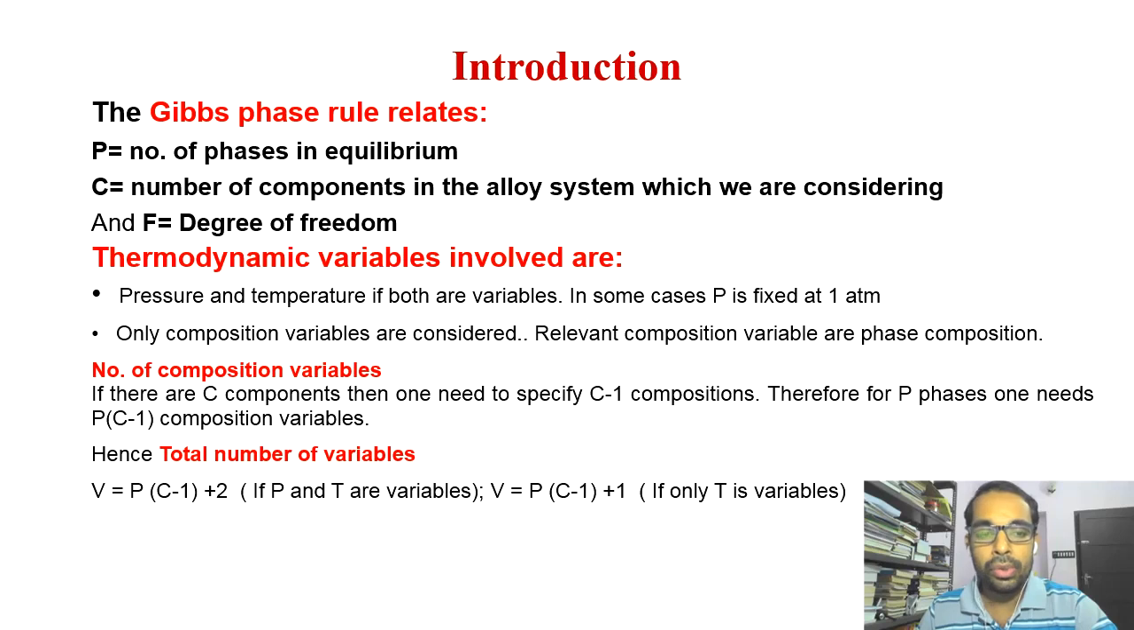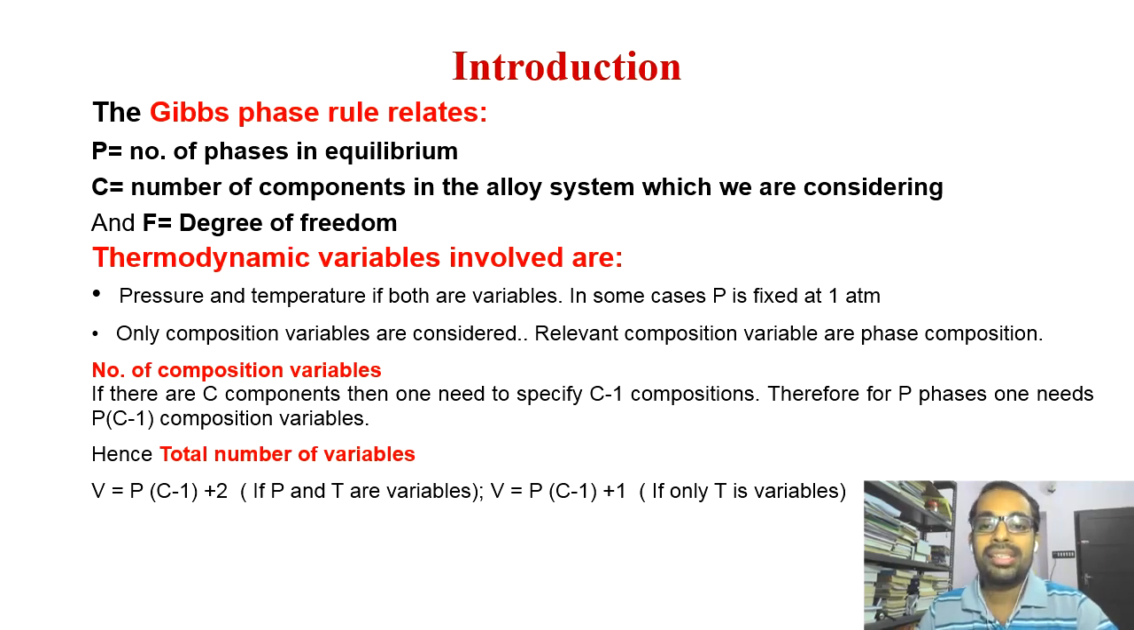In the Gibbs phase rule, P represents the number of phases in equilibrium. C is the number of components present in the alloy system which we are considering. And we can define a quantity called the degree of freedom, which is represented by F.